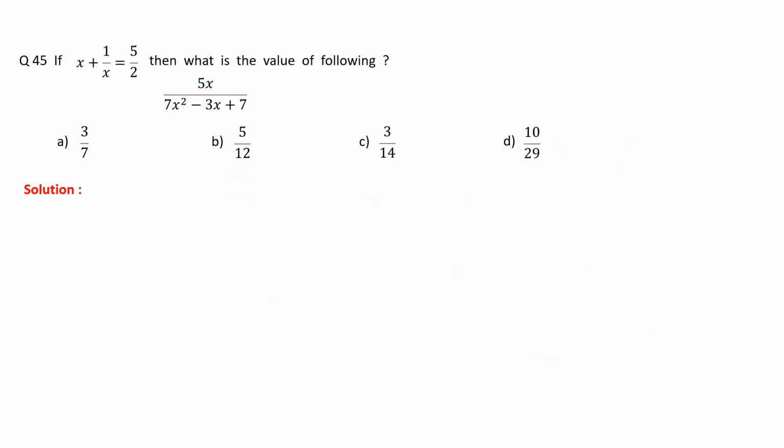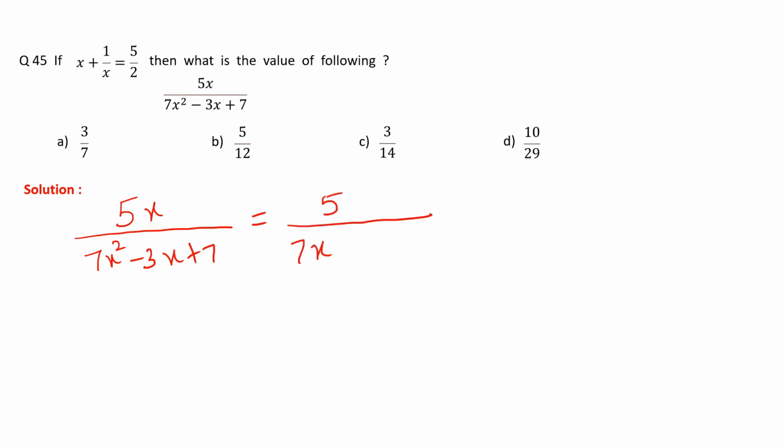Now this is the next question. It says if x plus 1 upon x equal to 5 upon 2, then what is the value of the following expression? And it is 5x divided upon 7x square minus 3x plus 7. We have to find the value of this expression. Now we can clearly notice that if we divide this expression up and down by x, we'll be getting 5 divided upon 7x plus 7 upon x minus 3, right?